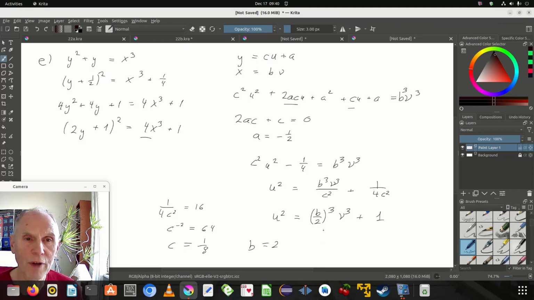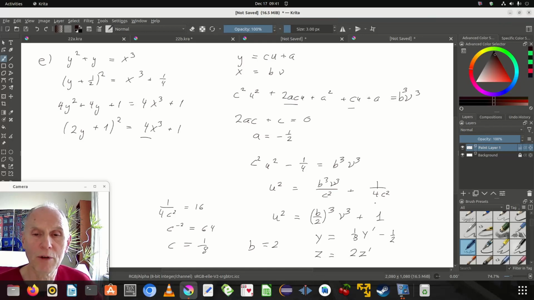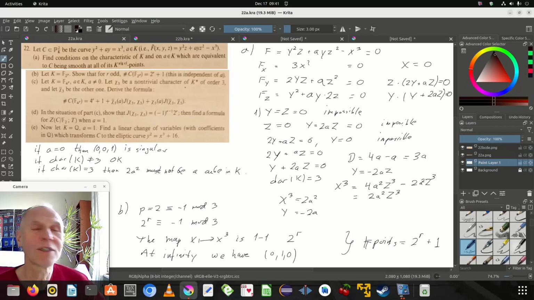So the change of variable is to set y equal to y mark minus 1/2 and z equal to 2 z mark. And of course they can be solved, so that's the linear transformation of variables, or the inverse one anyway. That finishes my answer to question 22.